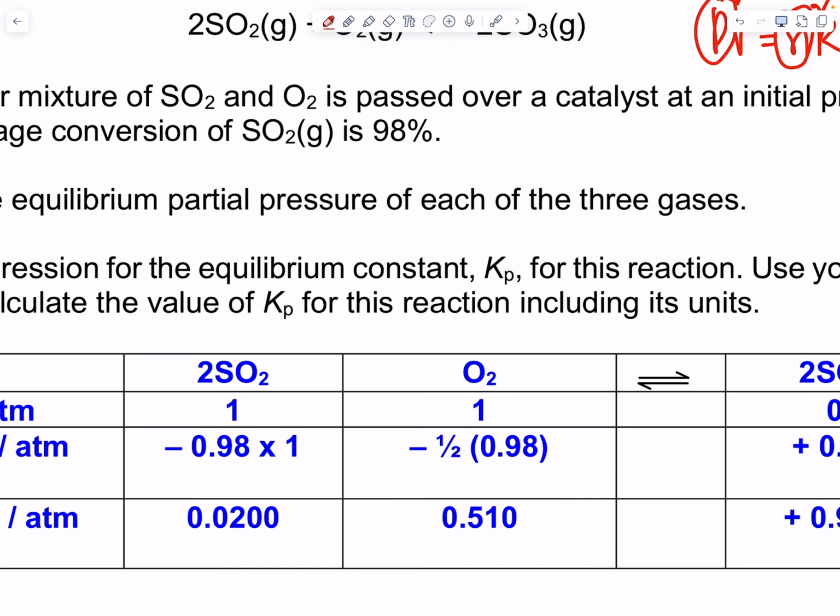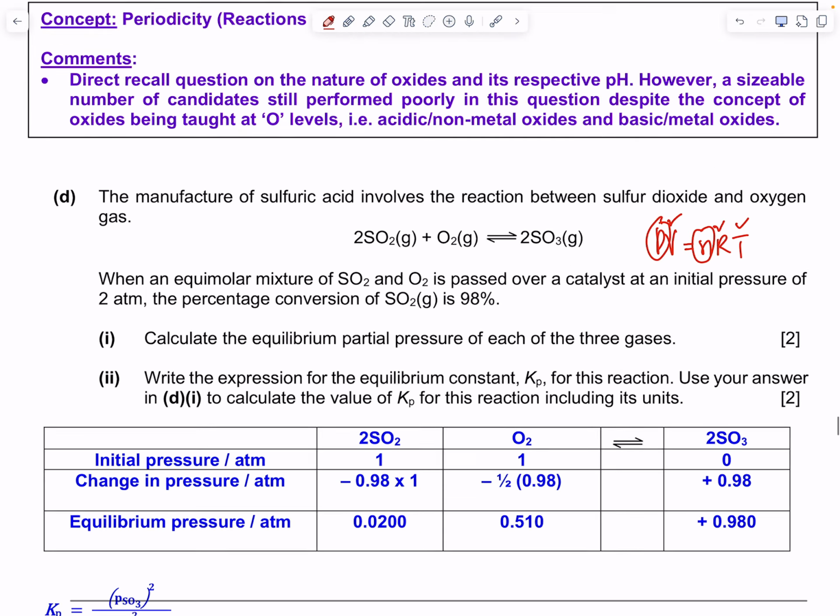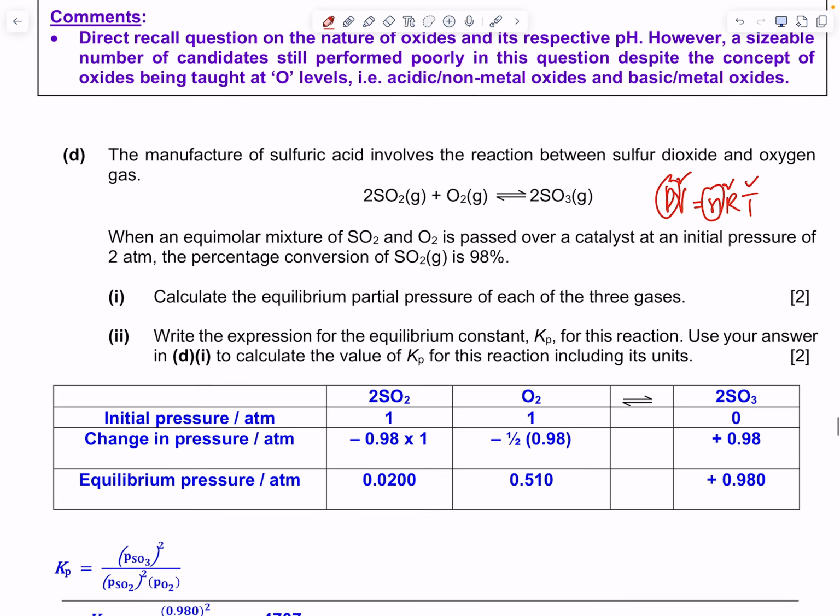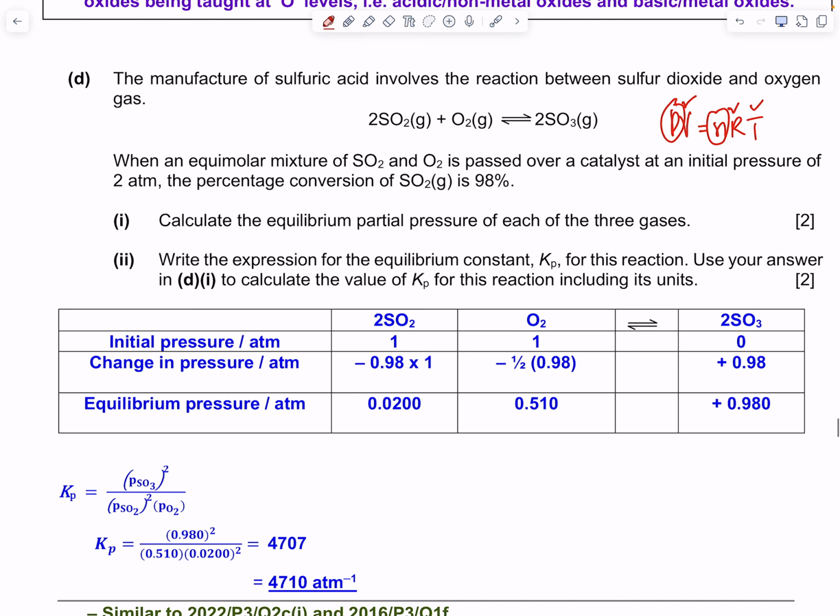Then they said that 98% was converted, so minus 0.98 times 1. Now this one here will be half times 0.98. Why is it half? It's because the mole ratio between sulfur dioxide and oxygen is 2:1. And then the last one will be plus 0.98. Then at the end of the reaction, you will have 0.02 for the equilibrium pressure of sulfur dioxide, oxygen is 0.510, and sulfur trioxide is 0.980.